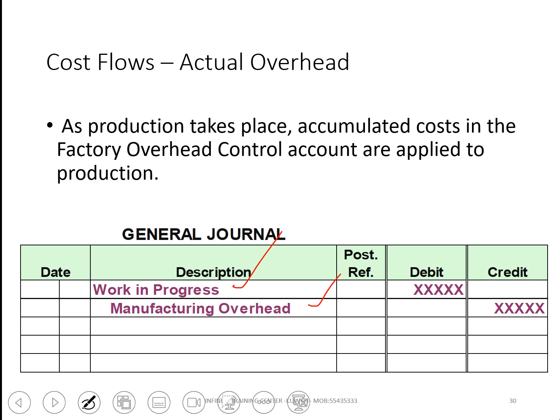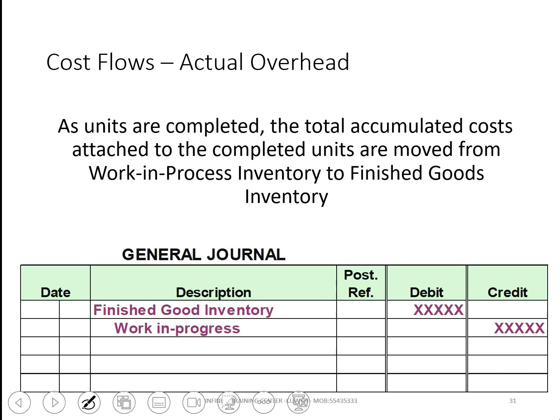Now all those three costs have come to the work in progress account: direct material and indirect material, direct labor and indirect labor, and overheads. All three categories have come to your work in progress.